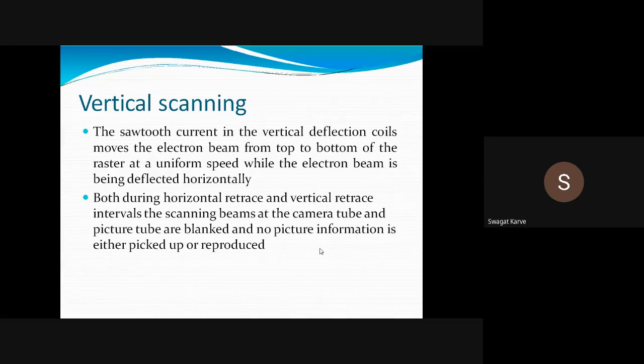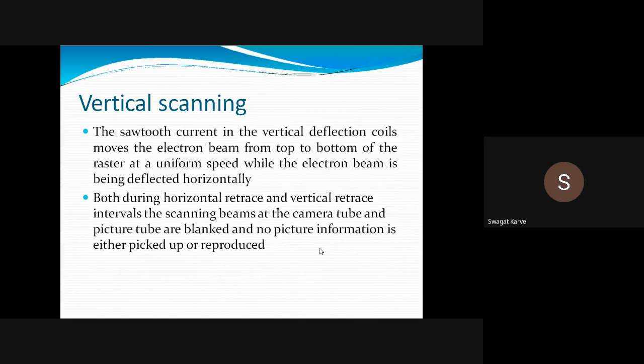Now we will talk about the vertical scanning. This is the horizontal scanning, trace, retrace. Now what happens in a vertical scanning? So the current in a vertical direction of coils. So behind that screen there are some induction coils, right? That will fetch the current from left to right and again from right to left. That means trace and retrace.